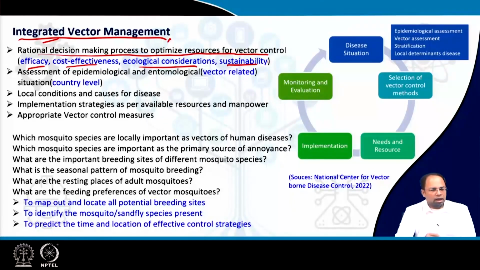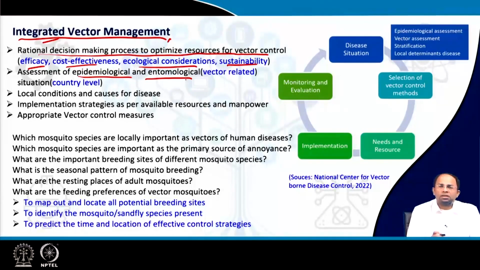Now this is done, first you have to assess the epidemiological as well as entomological situation in the country. So that means in our entire country, which are the areas where these vector related diseases are spreading, that is entomological spread, as well as the epidemiological, that is how many people are infected where these things are happening. Then we have to look into local conditions, what is contributing to the growth of vectors or the spread of these diseases. Then implementation strategies as per available resources and manpower, and finally appropriate vector control measures.